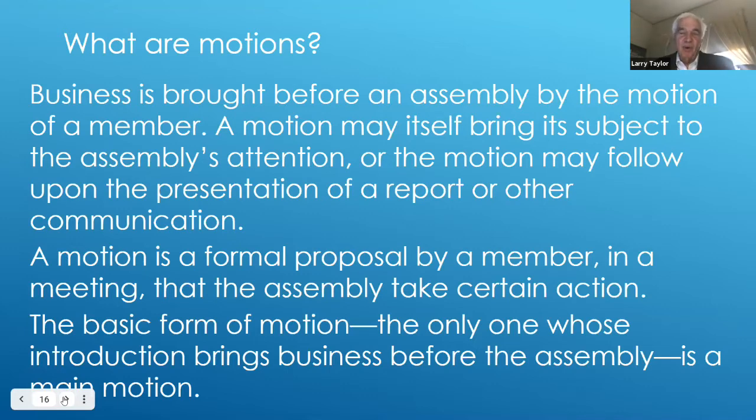I'm a member of an organization where they are so tired of me saying, well, if you want to do that, you need to make it a motion.